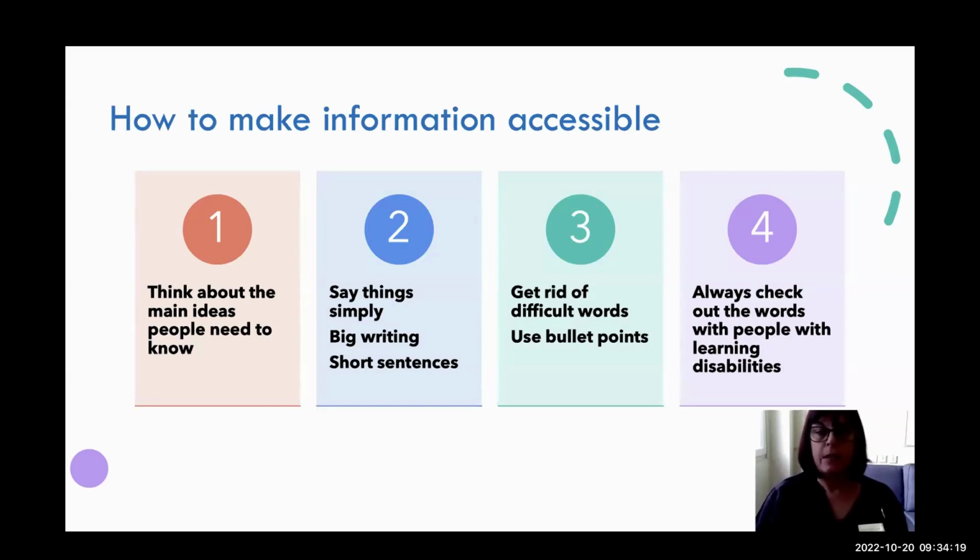When developing our accessible information, we need to think about the main areas of information that people need to know. For example, I mirrored the existing VTE leaflet and stuck to the key themes on that leaflet. We need to say things simply, using big writing and a large font. Short sentences and supporting what we're saying with pictures is a good way of getting the message across. Get rid of difficult words. Is there another way we can say it? Can we say it in a simpler way? Using bullet points is sometimes a good method of saying things in a simpler way because it removes unwanted words and keeps the message short.